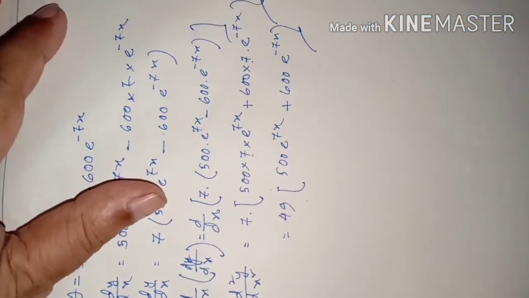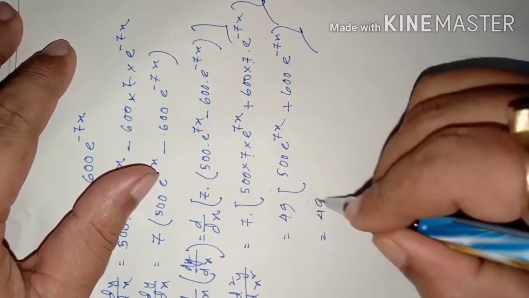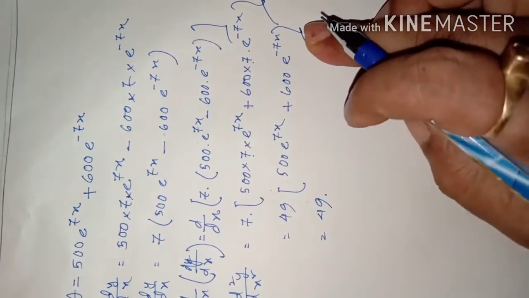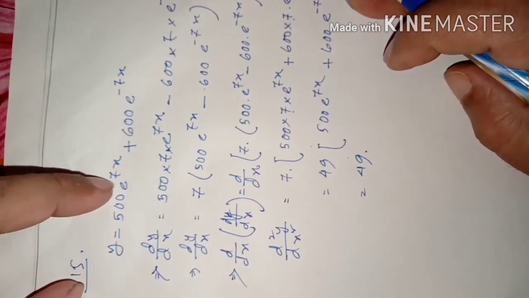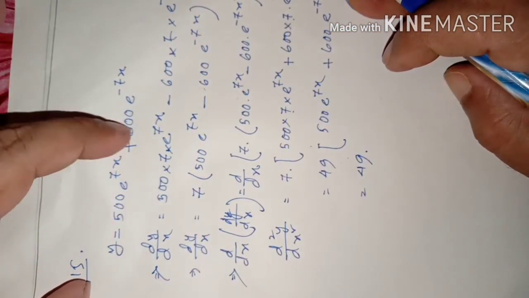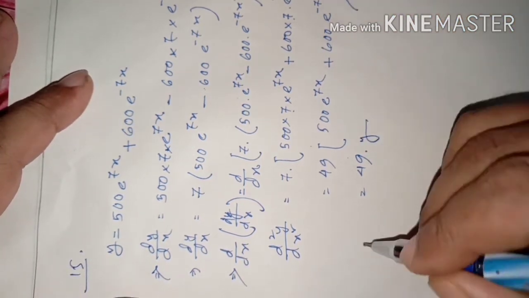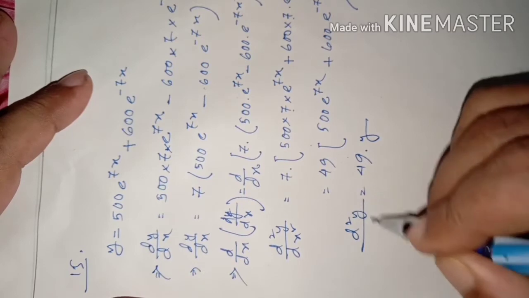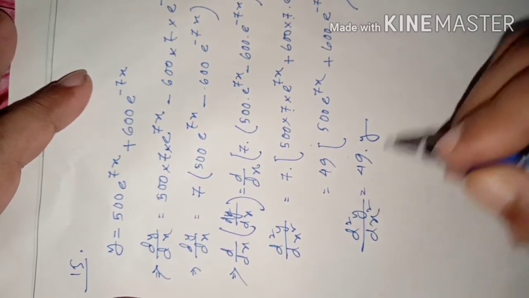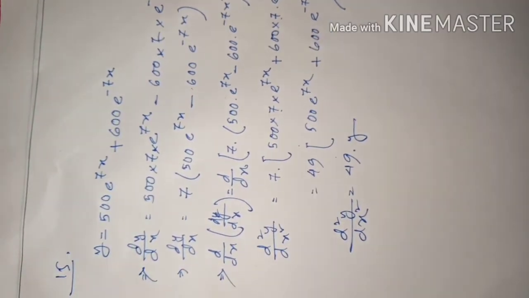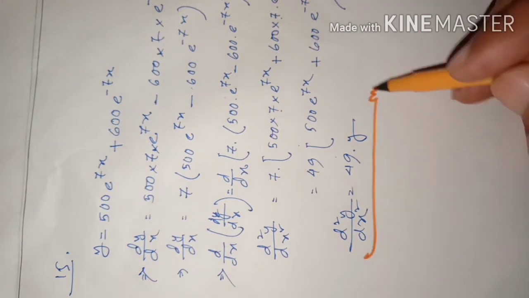So then this 49 into this whole expression stands for what? Y, because y equal to 500 into e to the power of 7x plus 600 into e to the power of minus 7x. So this whole thing is y. So our final thing is d2y by dx square is equal to 49y. Got the idea? This is our answer.